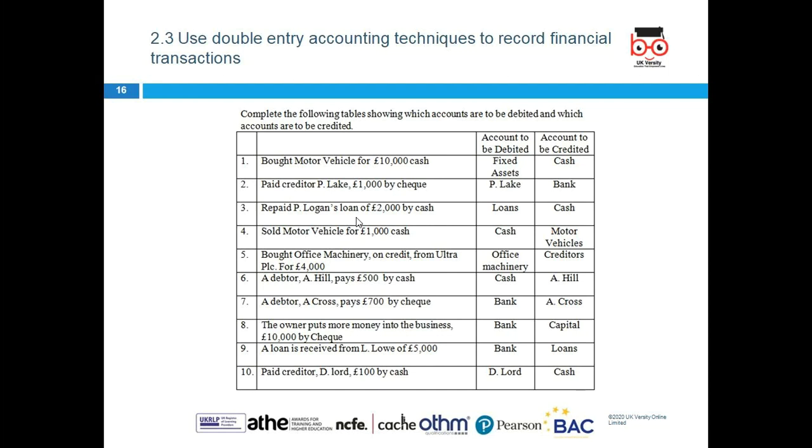Repaying a loan: we borrowed the money as a loan in the past, and we are now paying it. So a loan is a liability. When a liability increases, we do credit. When a liability decreases, we do debit. So we debit the loan. We paid 2,000, and now my cash decreases. Sold motor vehicle. Now we sold the motor vehicle. So when we sell for cash, cash is increasing, debit, and motor vehicle is credit.